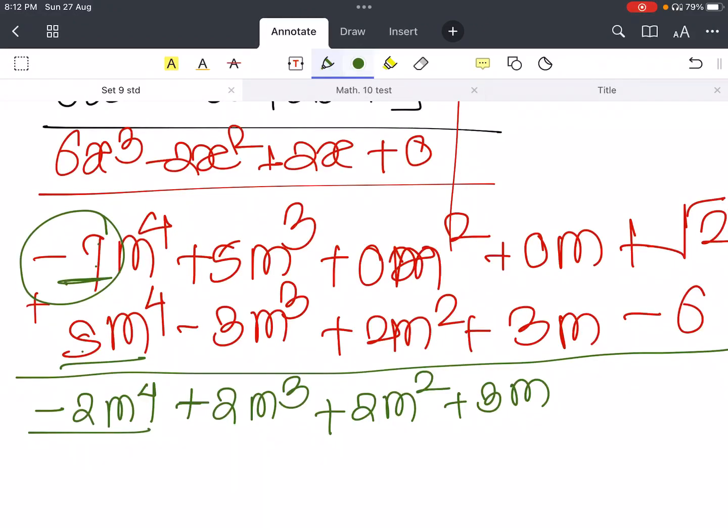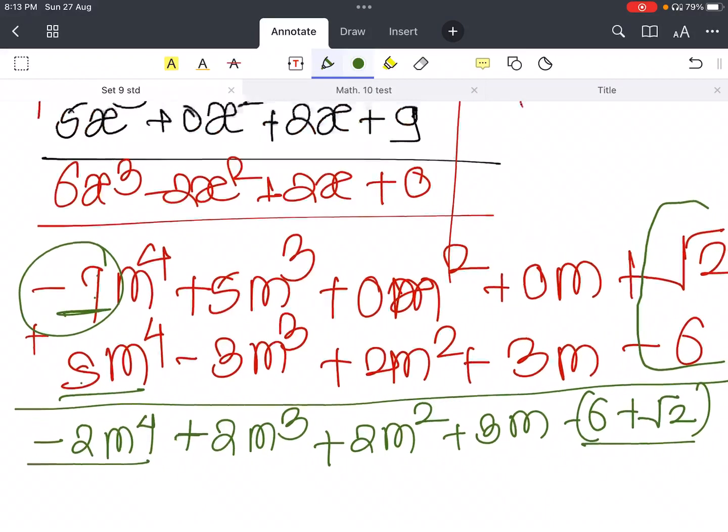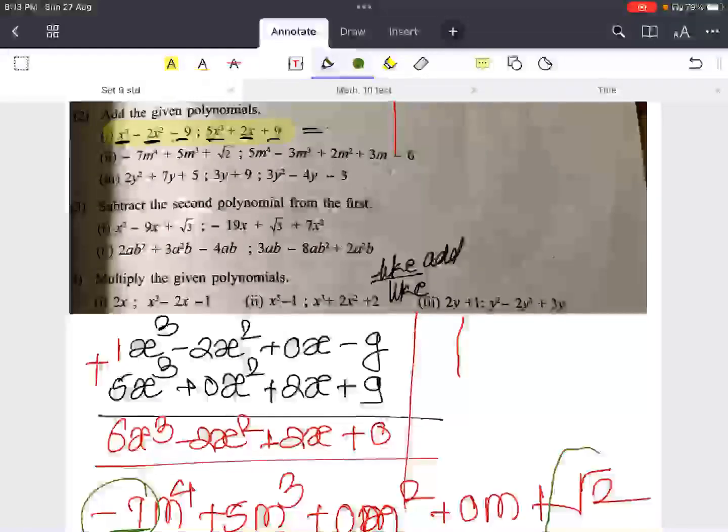Now here one term is in a square root, and another term is what we call a whole number. So simply write minus 6 plus root 2. These two are constants or numbers, so we will write them as they are. Likewise we have to add these two numbers, and this is your answer. Clear? Okay, so let's move to the third question.